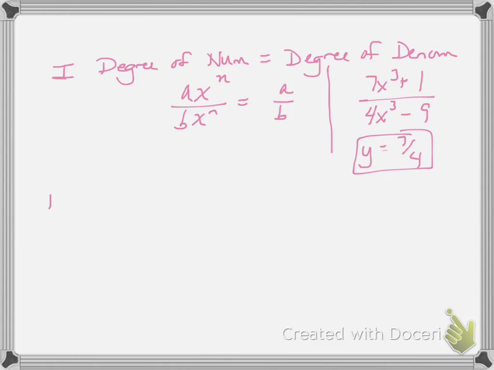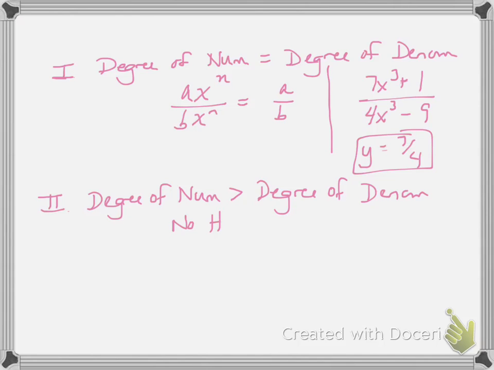Okay, let's look at a second case. If the degrees aren't the same, the question is, what happens? Well, if the degree of the numerator is bigger than the degree of the denominator, then very simply, there are no horizontal asymptotes.